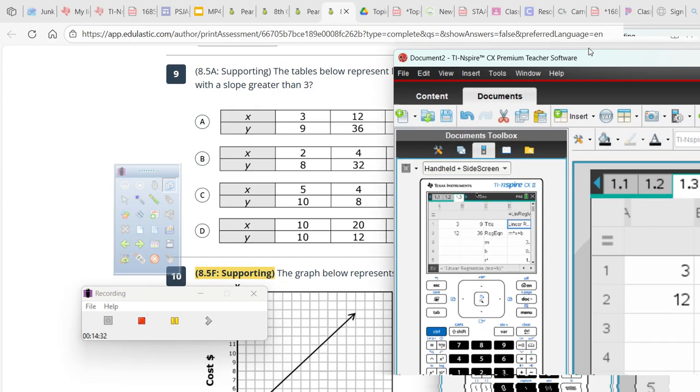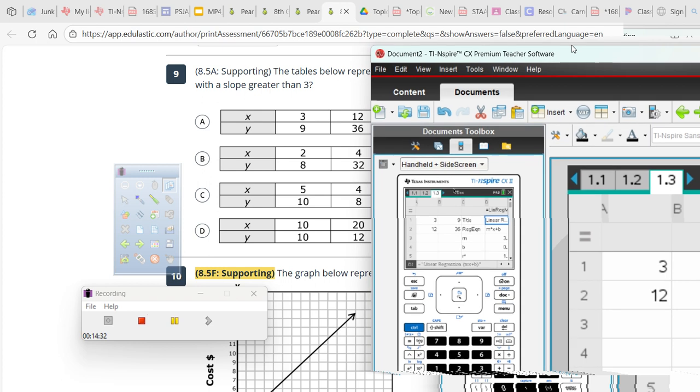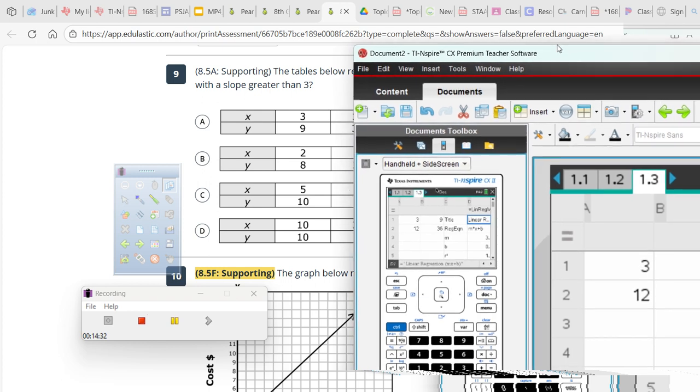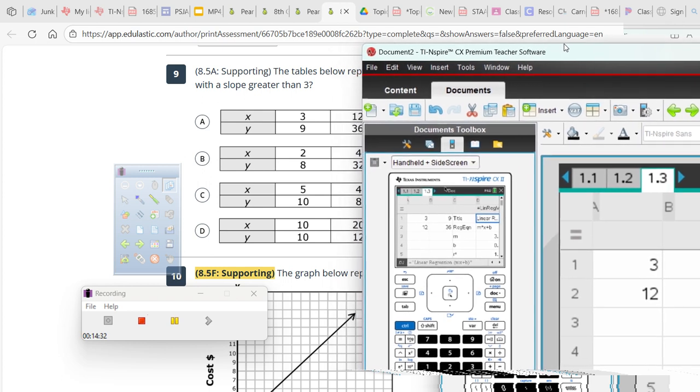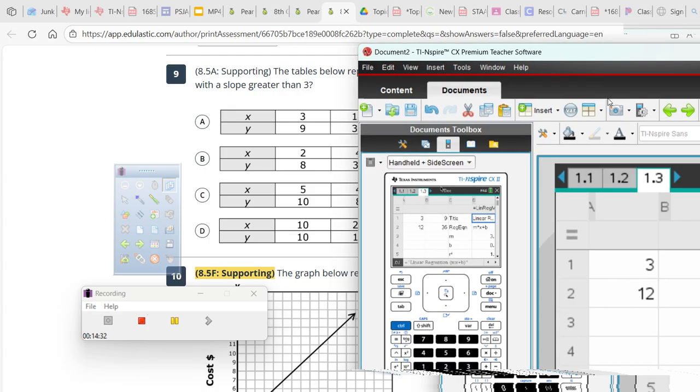All we need is 2 points. Oh, look at that. The slope is 3 there, and the y-intercept is 0, so that's proportional. But they want it greater than 3. Ooh, so that one's exactly 3. That's not going to count. They want it greater than 3.